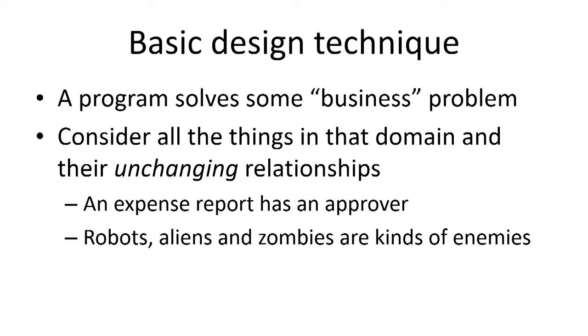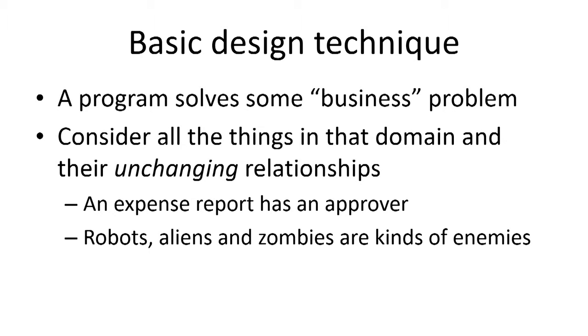Right? So I might say, well, an expense report is a kind of document that has an approver. OK, well, those are three things: expense report, document, and approver. And the relationships between them. There's an is a kind of relationship, and there's a has a relationship. Right? Expense report is a kind of document. An expense report has an approver. And then I might go further. I might say an approver is a kind of employee. Right? An employee is a kind of person, and so on.